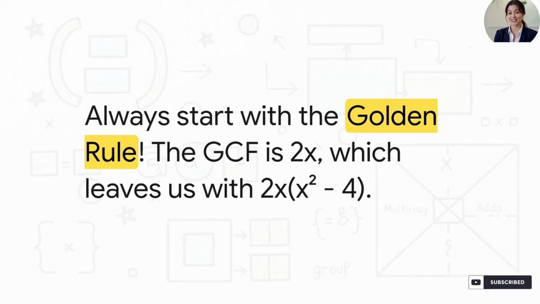We start with the golden rule. Say it with me, always check for a GCF. In this case, the GCF of 2x cubed and negative 8x is 2x. So let's pull that out. When we do, we're left with x squared minus 4 inside the parentheses.